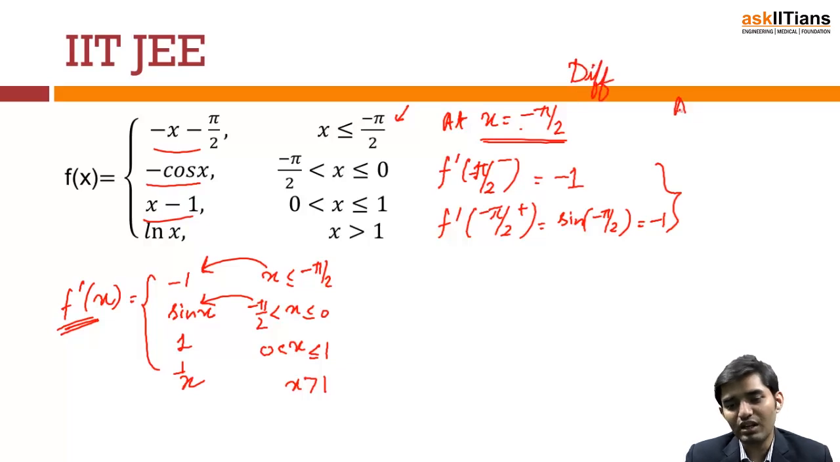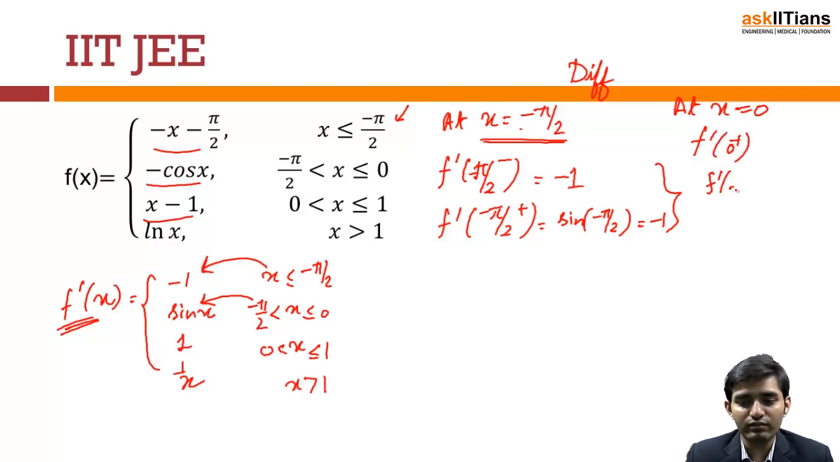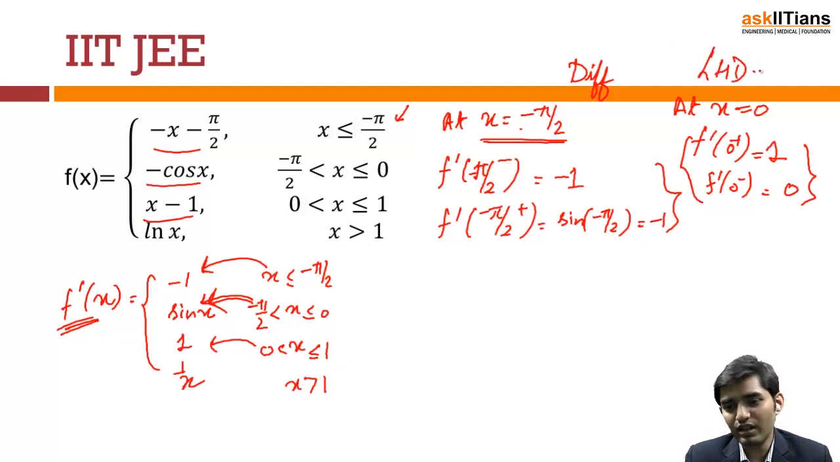so it is differentiable at x equal to minus pi by 2. Now check at x equal to 0. At x equal to 0, I will have to find out the value of f dash 0 plus and f dash 0 minus. What is f dash 0 plus? F dash 0 plus, I will put x equal to 0 in this, which will be 1, and f dash 0 minus, I will put x equal to 0 in this, because x is less than 0, right? So here sine 0 will be 0, right? So here we can see that LHD is not equal to RHD. Left hand derivative is not equal to right hand derivative at x equal to 0, so it is not differentiable at x equal to 0.